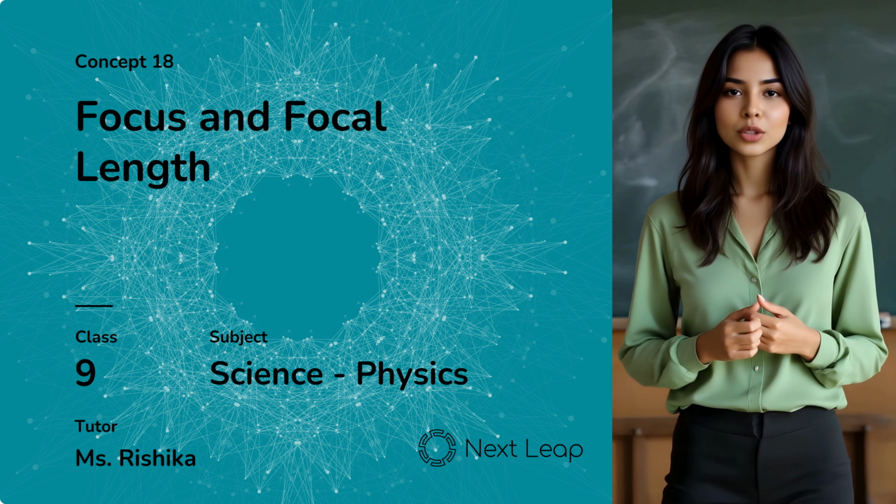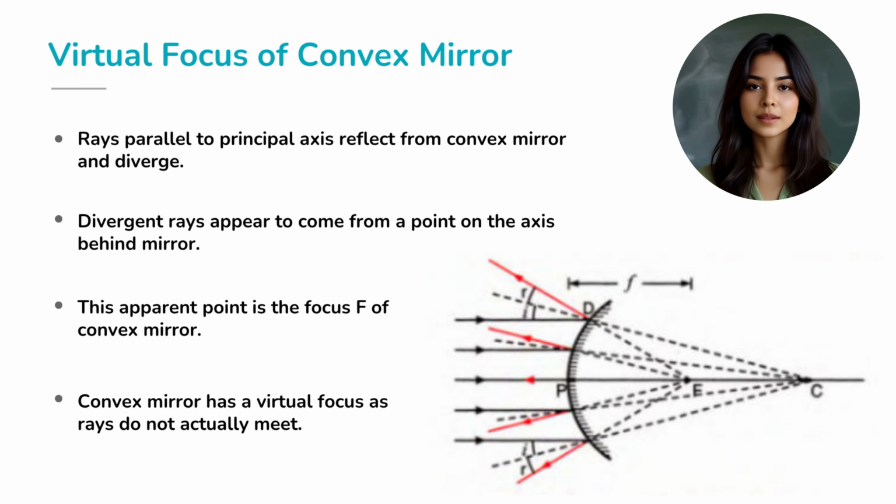Now let's see what happens with a convex mirror. Shine parallel rays on it, and instead of coming together, the rays scatter out. They run away like kids after the last school bell. But when you extend those scattered rays backward, they appear to come from a single point on the axis behind the mirror. That point is called the focus F of the convex mirror. And because the rays don't actually meet there, it's called a virtual focus. So convex mirrors are like that friend who says, "Meet me at the cafe," but never really shows up. It only appears they're coming from there.